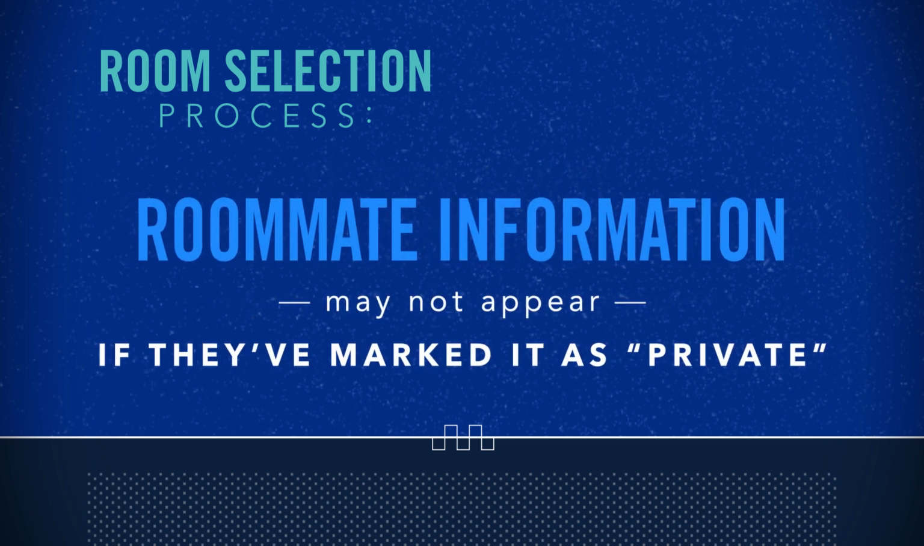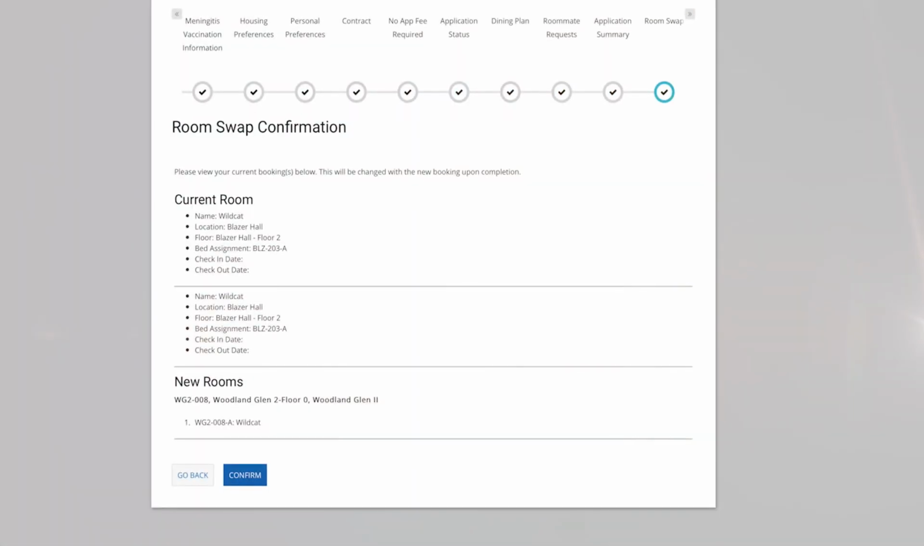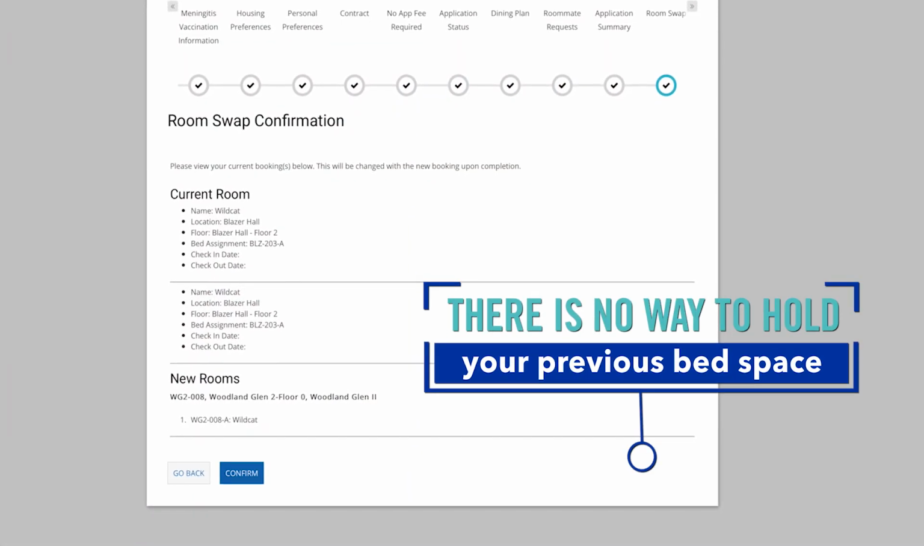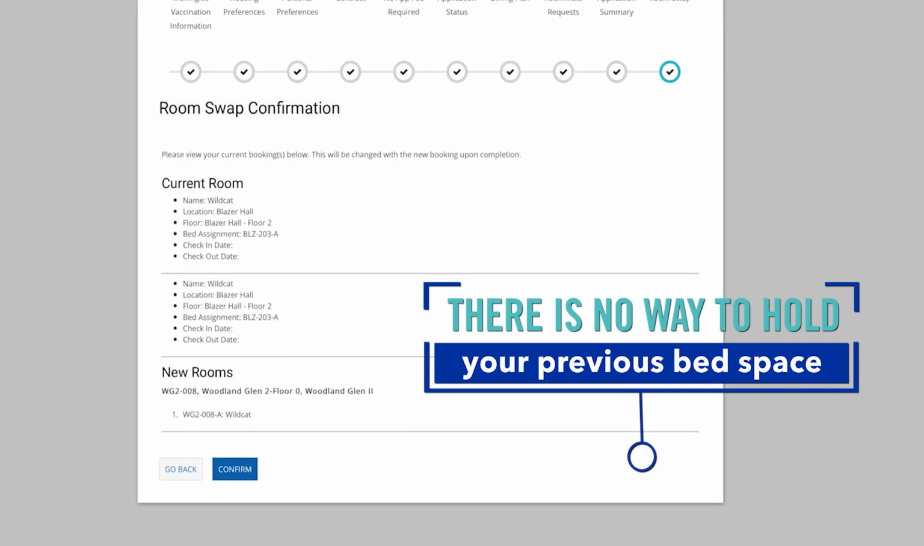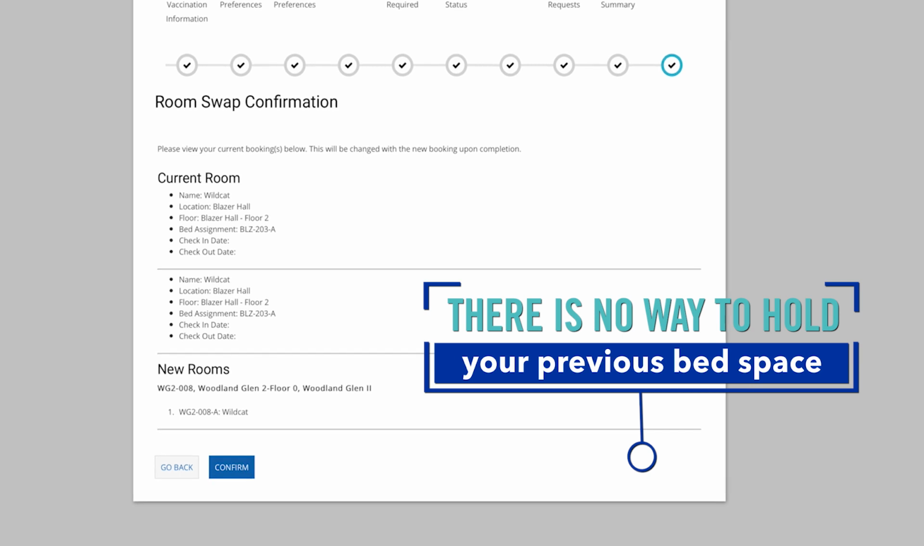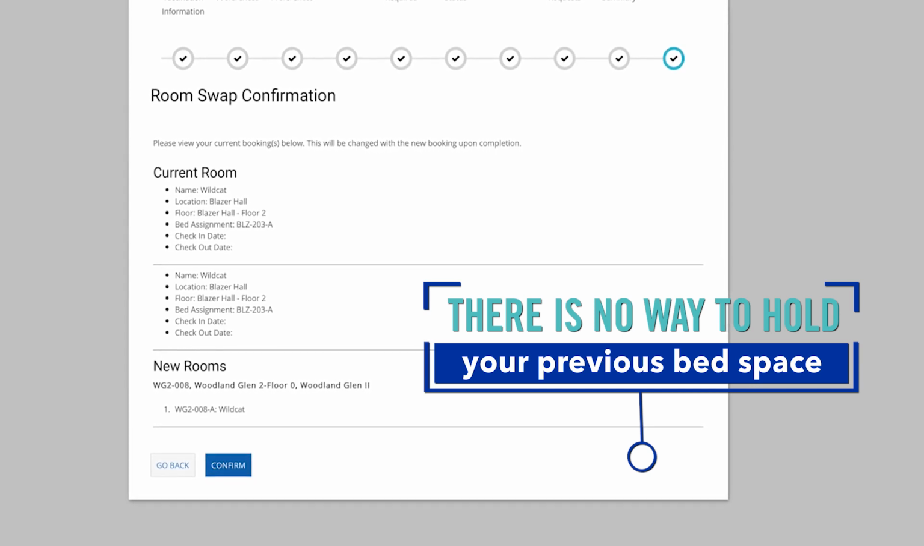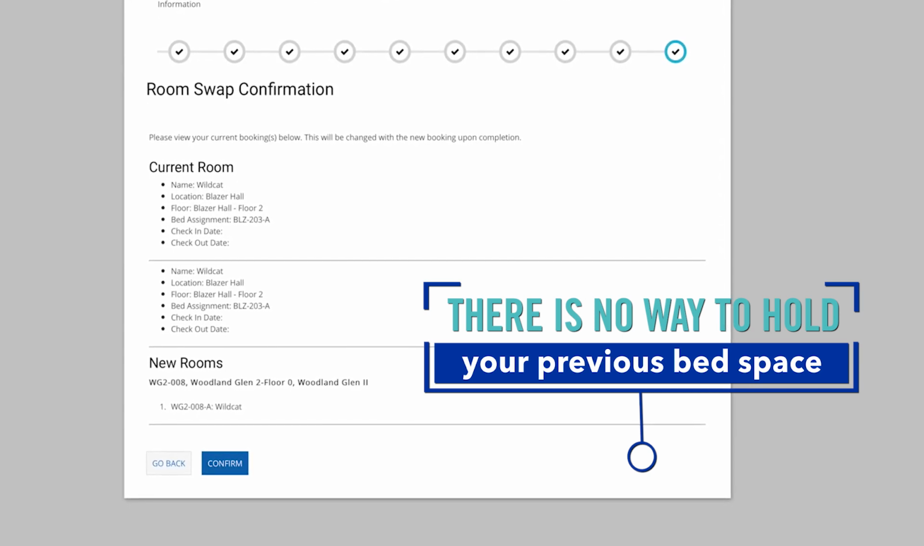If your roommate's information does not appear on the application summary page, it means your roommate marked their information as private. You may contact the campus housing office, and they will be able to provide you the student's name and UK email address. If you select a new bed space through Room Swap, your original bed space will be canceled. You can go through Room Swap again to see if you can get back into your previous bed space, but there's no guarantee it will still be available.